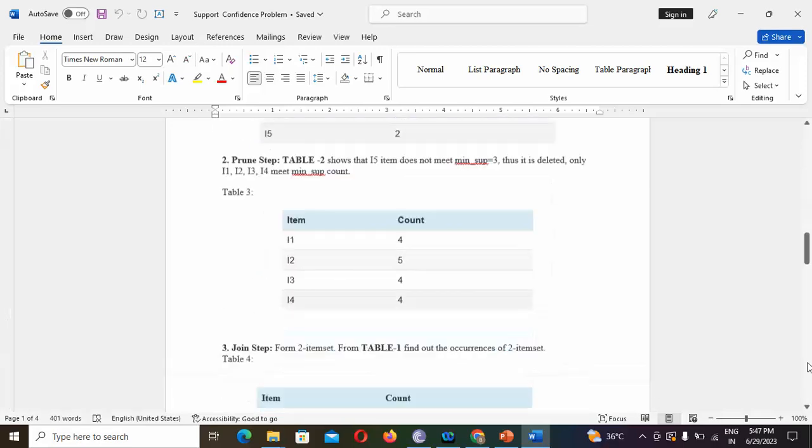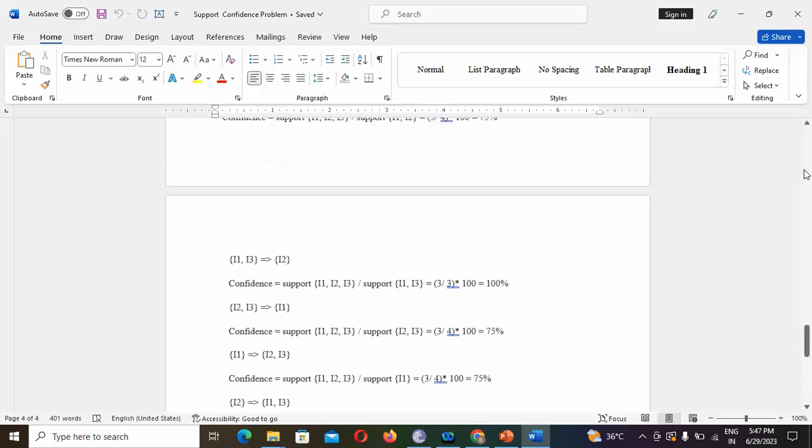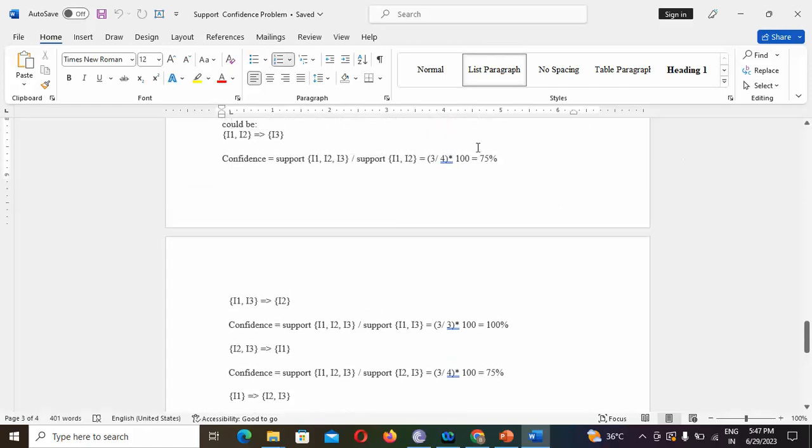That's why, when we calculate the confidence of I1, I2, I3, the support of I1, I2, I3 value is 3. Support of I1, I2 value is 3. Is support of I1, I2 is 3 by 4? So 75%.